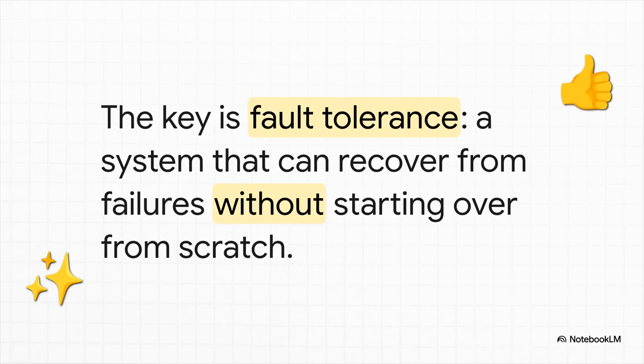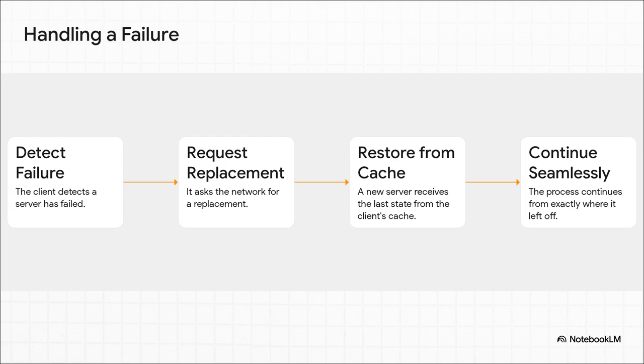It's built from the ground up to recover from problems smoothly without having to just throw away all the progress it's made and start all over again from the beginning. And check this out. This is how they actually do it, broken down into 4 steps. So first, the client, that's you, the user, is running the show, and it notices that one of the servers in the chain has just disappeared.